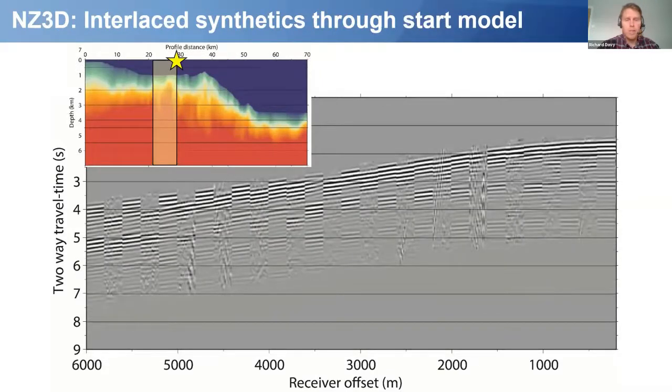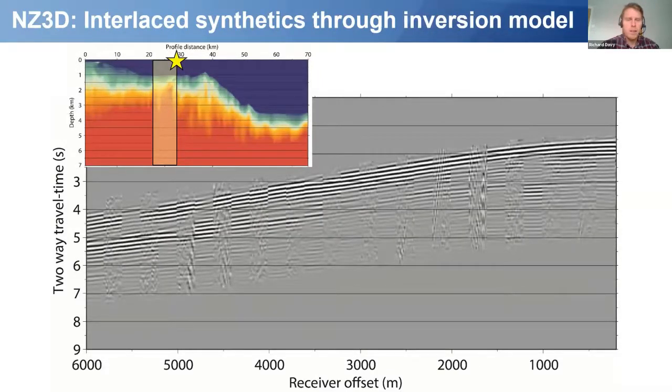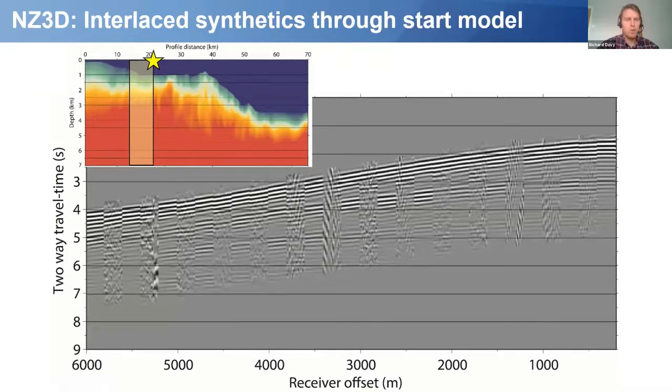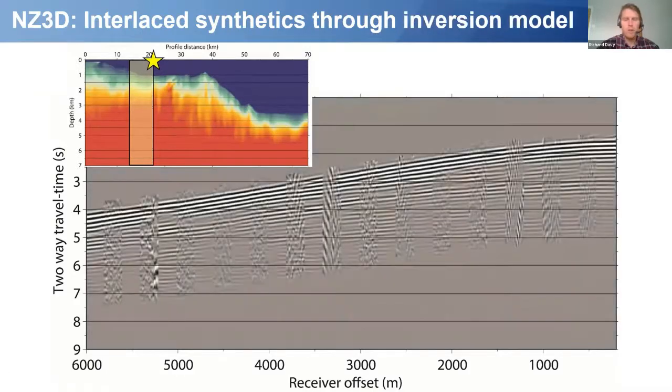And then on top of the wedge, we can see again an improvement, but this is one area where we're not so confident. So we still have quite a lot of mismatch at the longer offsets. We believe that we have out of plane structure here, which should be resolved once we go up to 3D. And then again, towards the shore, we can see the starting model and then the inversion shows that improvement.